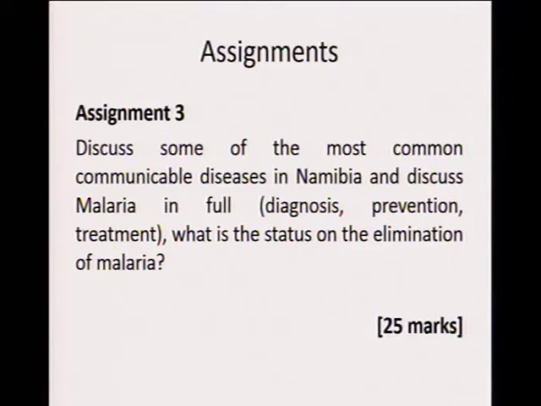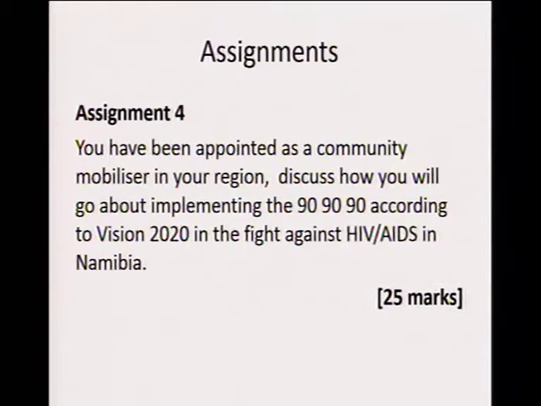Assignment 3 reads as follows: discuss some of the most common communicable diseases in Namibia, and discuss malaria in full: diagnosis, prevention, treatment. What is the status of the elimination of malaria? We must remember that Namibia is one of the countries called the Elimination 8, meaning that the government has set goals to eliminate malaria by the year 2020, if I'm not mistaken. So you have to acquaint yourself with this concept as you attempt this assignment.